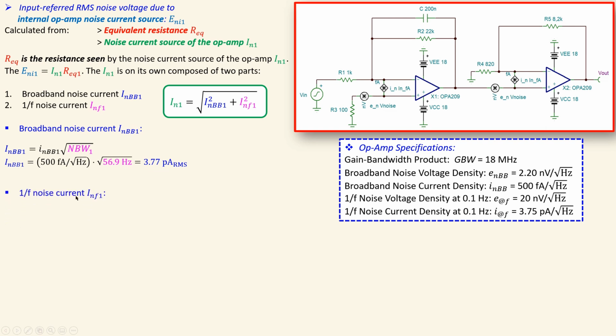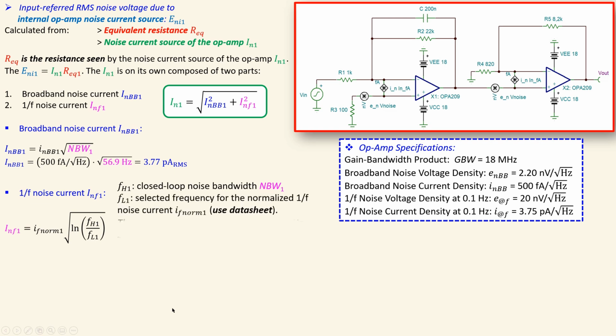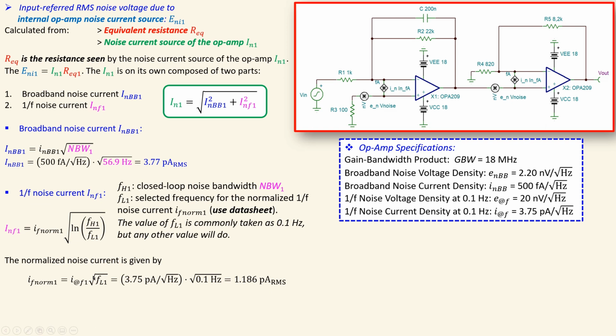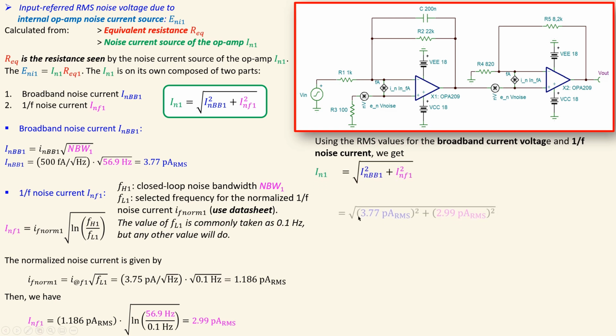Now the 1/f noise current has a very similar formula. Again, we calculate this from the selected frequency, and this is the noise bandwidth. We take the 0.1 hertz, and first calculate the normalized 1/f noise current, which is then used here. If I substitute all the necessary values, I get approximately 3 picoamps, 2.99 picoamps RMS. Now, combining these two using this formula, I have this expression, and I get 4.81 picoamps RMS.